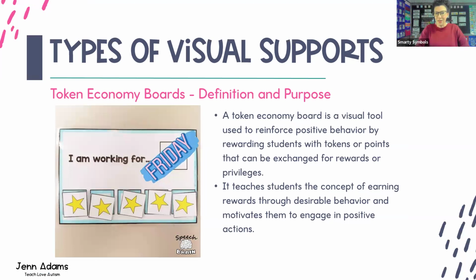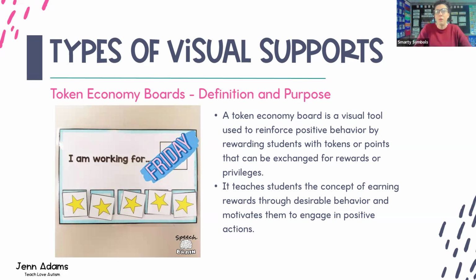All right, another type of visual support that can be very helpful in lots of different settings is a token board or a token economy board. There's a couple different names I've heard thrown around on what these are. Essentially, what you are doing is showing in a visual way how a student is going to earn something that they prefer. Again, similar to the first-then, right? So first they need to do something and then they're going to earn something.